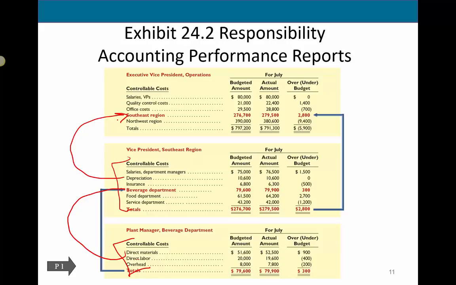So you don't want the executive vice president being held accountable for all of the direct labor. They may not necessarily be controlling that. Hopefully they can influence and help people along and hold other people accountable for that. Just like you don't want the plant manager being held responsible for insurance costs. That's really not their deal, right?